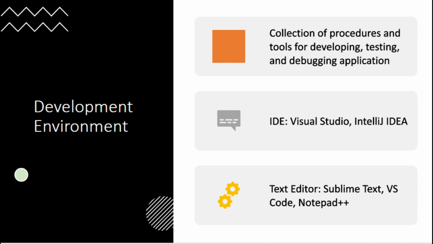Text editors provide a simple environment for writing and editing code. They include features such as syntax highlighting, code completion, and search and replace. Popular text editors are Sublime Text, VS Code, and Notepad++. Development environments enhance the coding experience and help developers write code more efficiently. These are efficient and essential tools for software development and are used by developers of all skill levels.